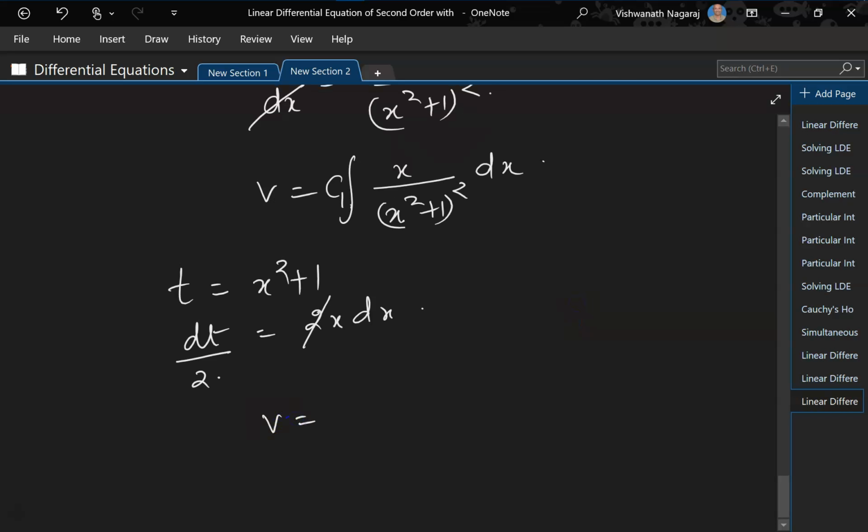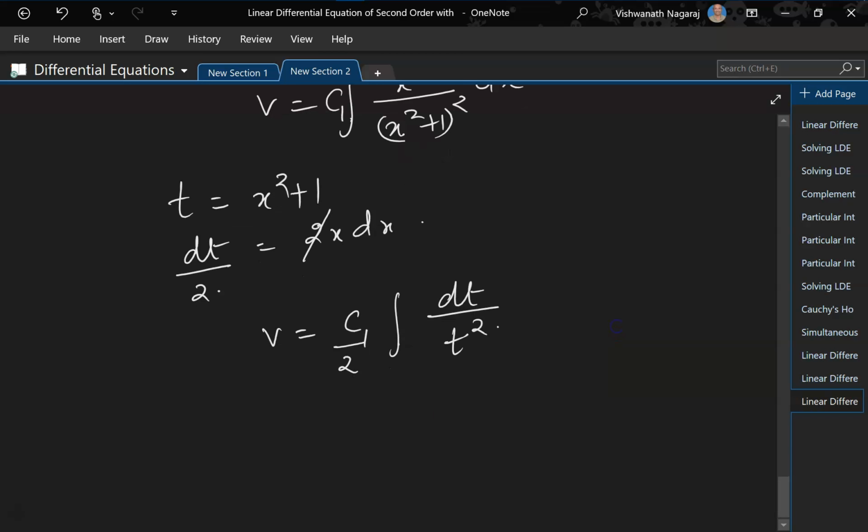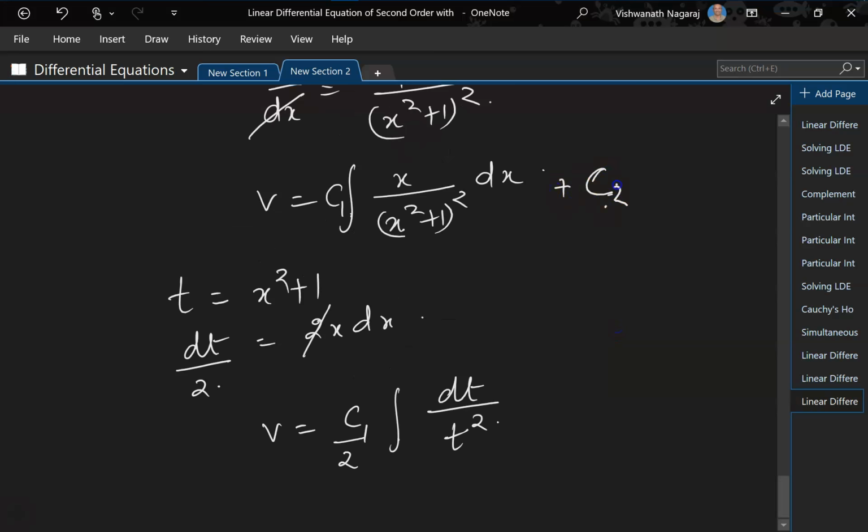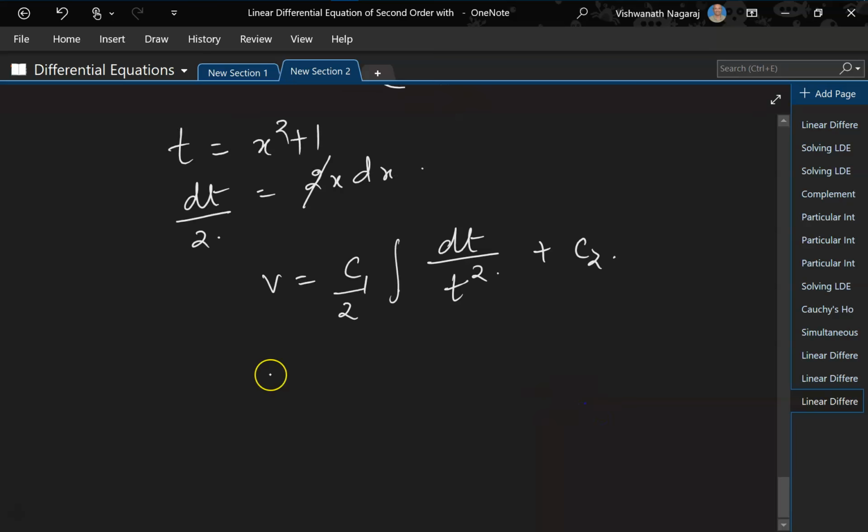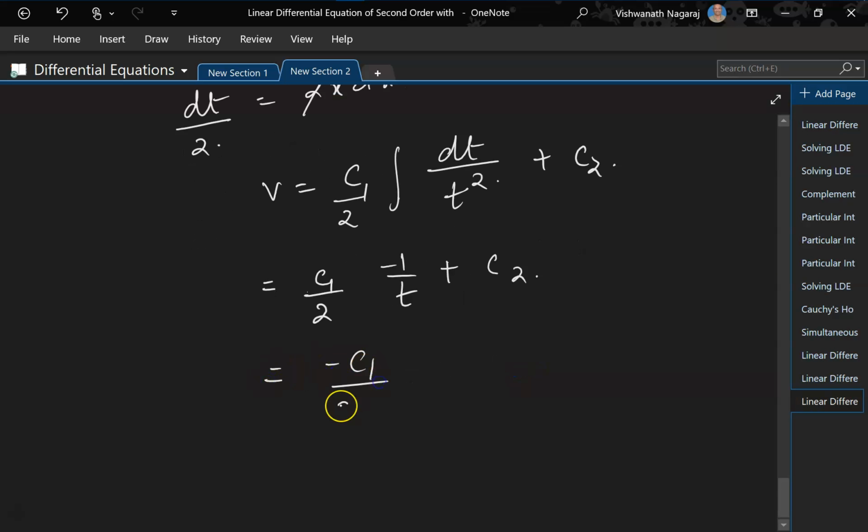So we are going to do the substitution. Now x dx is dt by 2, so the 2 can be taken out. Denominator we have t square, right? And remember, whenever we integrate, a constant of integration c2 has to be added. Now this would be equal to c1 by 2 times minus 1 by t. Try to differentiate this. You will get t to the power of minus 2, because if you differentiate, that minus 1 will come down, so this minus will become plus. Minus 1, minus 1, minus 2. So it becomes t square in the denominator. Plus c2. So we have minus c1 by 2t plus c2.